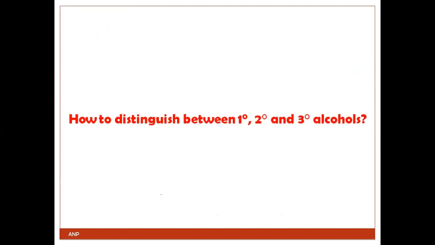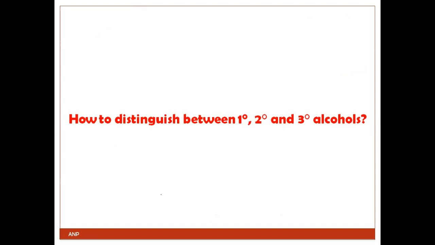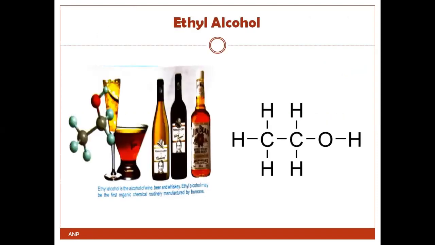So how to distinguish between primary, secondary and tertiary alcohols? A few tests are used to distinguish between primary, secondary and tertiary alcohols, like the oxidation test, catalytic dehydrogenation, Victor Meyer test, and Lucas test. Ethyl alcohol. So this is the structural formula of ethyl alcohol, C2H5OH. So this is the structural formula and molecular formula.